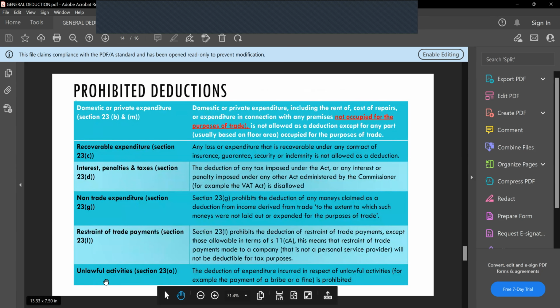Then there's Section 23O for unlawful activities. The deduction of expenditure incurred in respect of unlawful activities is prohibited. For example, this is bribes and fines. All of those are unlawful activities, right? So you can't bribe someone or pay a fine, and then try claim that as an expense incurred in the production of income. That's prohibited in terms of Section 23(0).